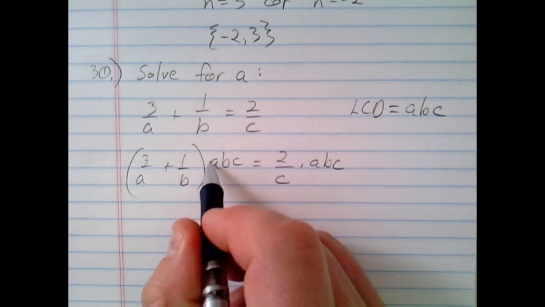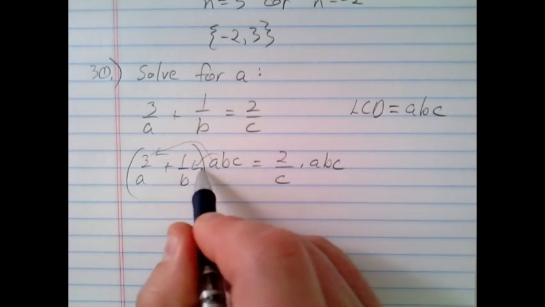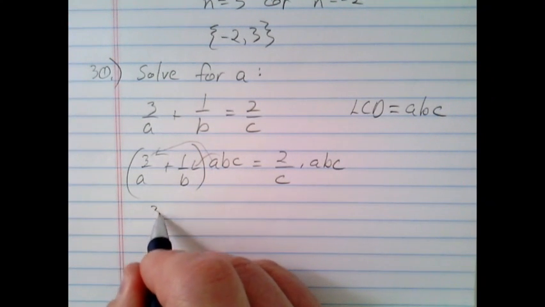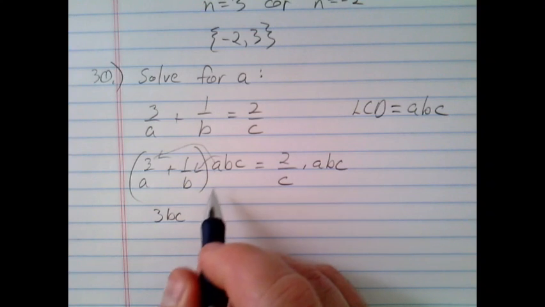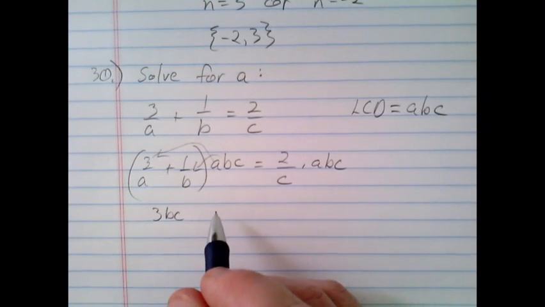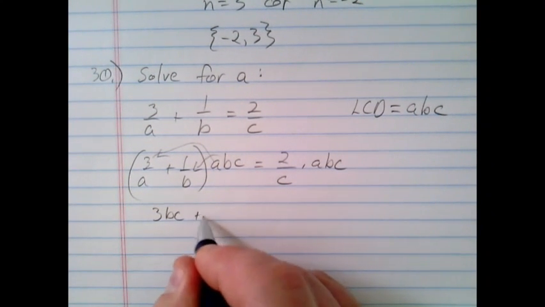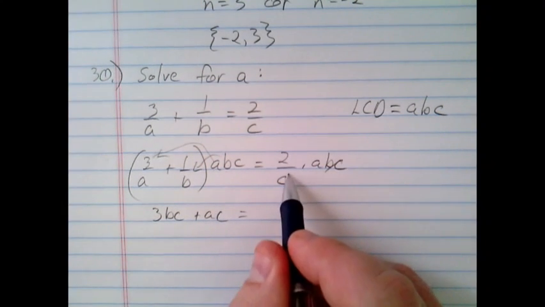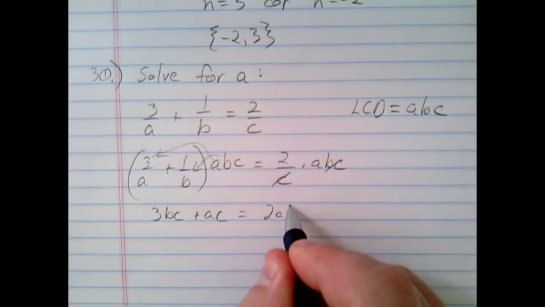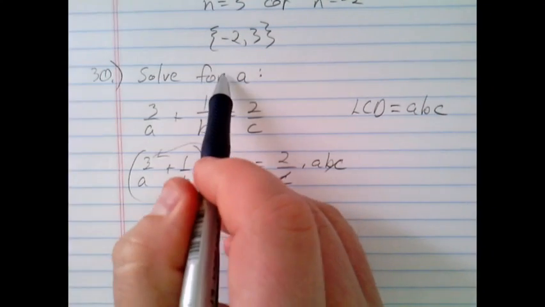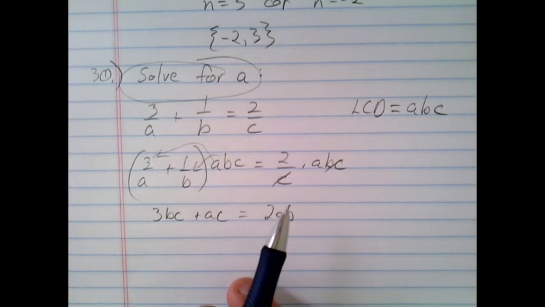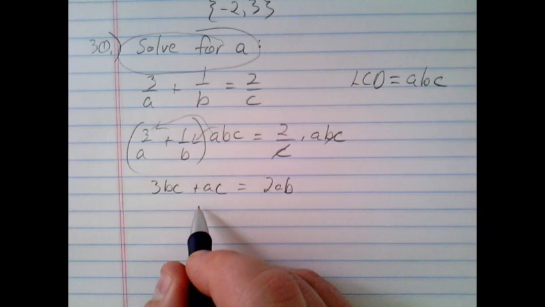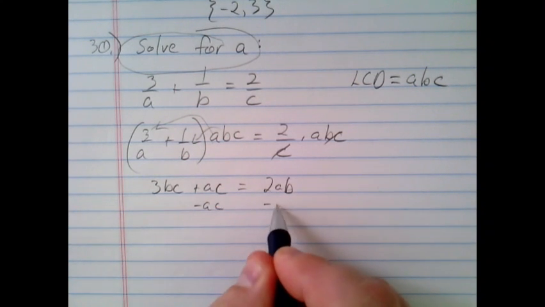Now on the left side, ABC has to distribute to two different fractions. When I distribute it to 3 over A, the A's cancel, and I get 3BC. But when I distribute it to 1 over B, the B's cancel, and I get AC. Over here on the right-hand side, the C's cancel, and I get 2AB. Now remember, our goal is to solve for A. That means that all the terms that have A's in them need to move to one side. So I'm going to subtract AC from both sides.